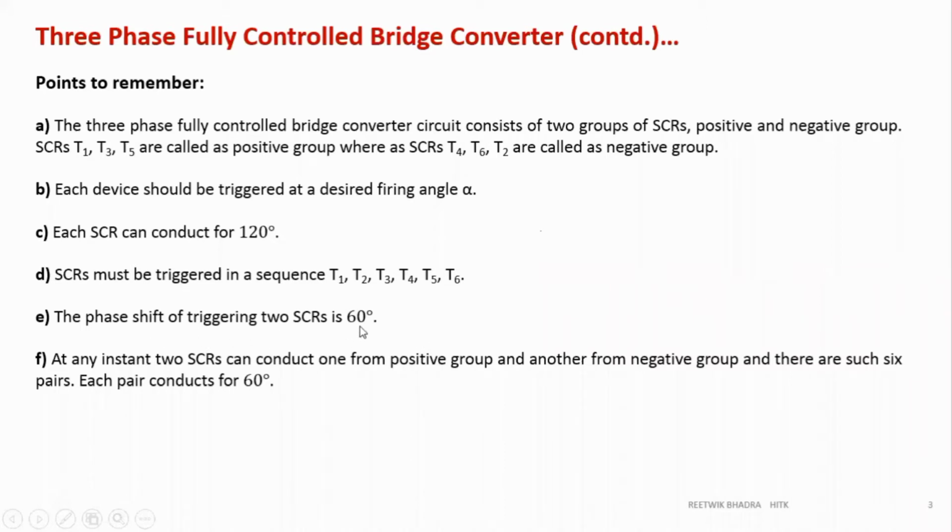The phase shift of triggering between two SCRs is 60 degrees. I told you the reason. You can see in the vector diagram of the three phase that two SCRs will conduct from the positive group and one SCR from the negative group. So there will be 6 such pairs. 6 into 60 gives you 360. These are the points you should remember before going into the understanding of the operation of the three-phase fully controlled bridge.